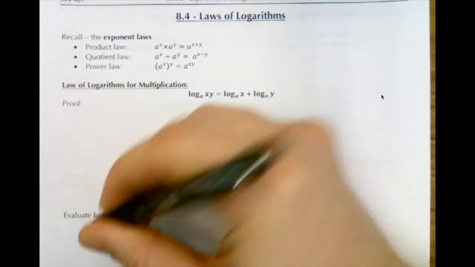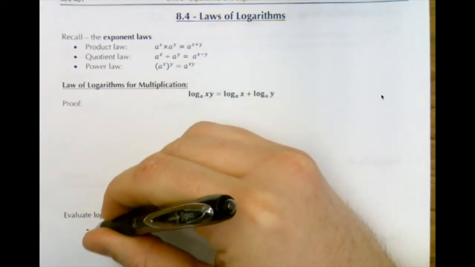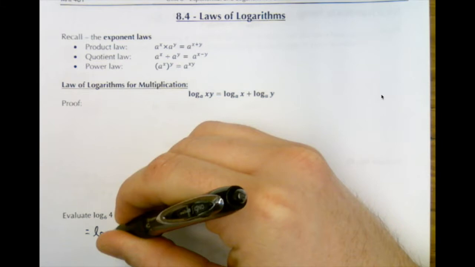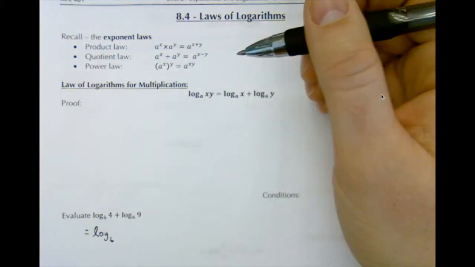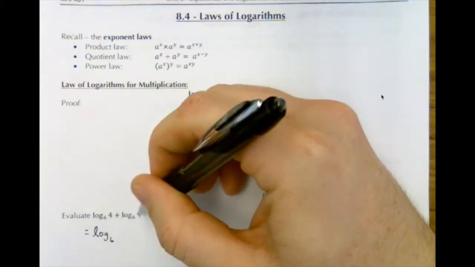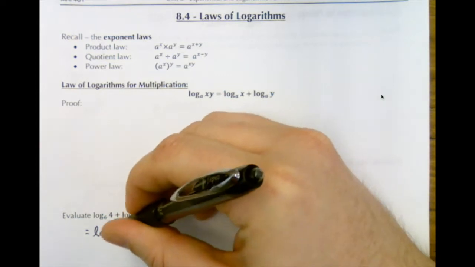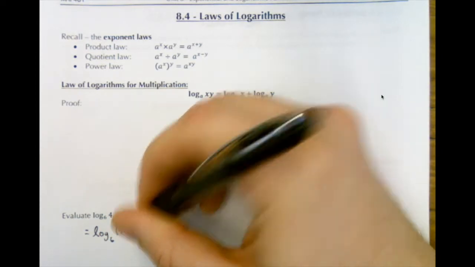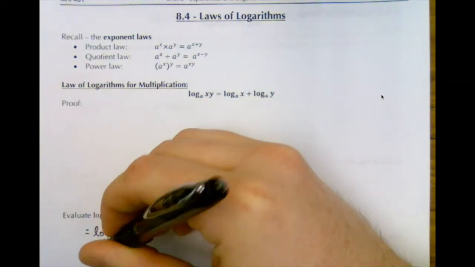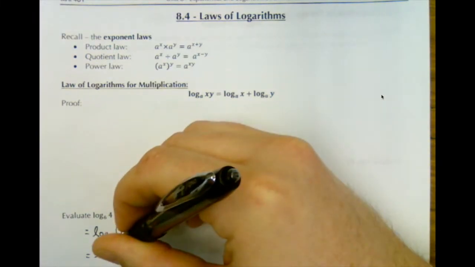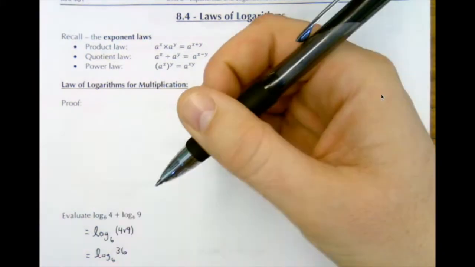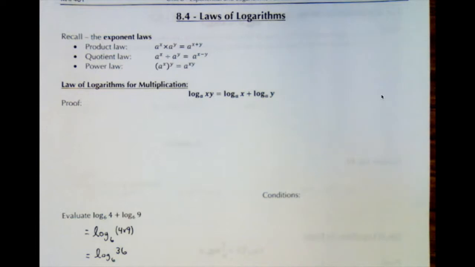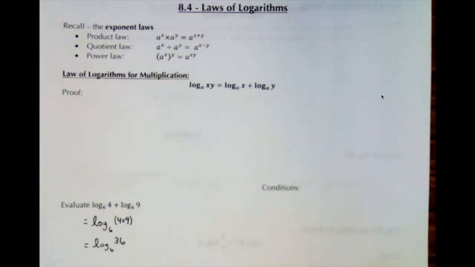We take our 2 logs that are being added and we write it as a single log with the same base, so 6, and multiplying the inputs 4 and 9. So I'm going to write that in brackets, 4 times 9, and 4 times 9 is 36. So we can rewrite that as a single log of 36 base 6. And now you may see that this can be evaluated evenly, because to what exponent do we have to raise 6 to get 36? Well, that's 2.